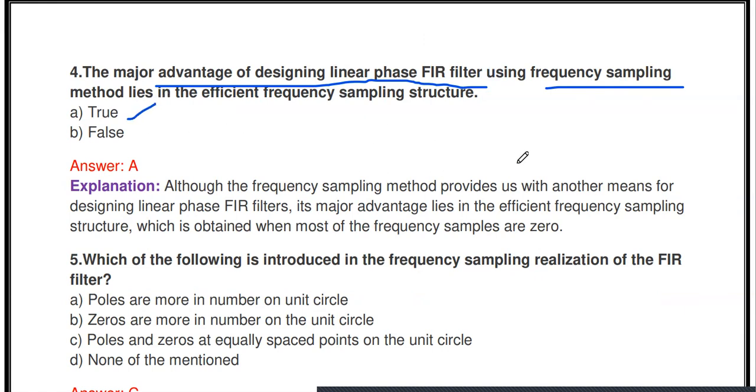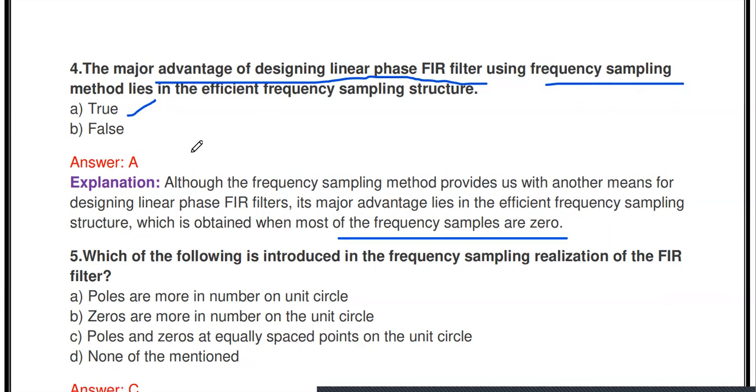In which situation do we use this frequency sampling method? Where most of the frequency samples are zero, at that time we may use the frequency sampling method. That is an efficient way of designing the linear phase FIR filter. So that is the thing.